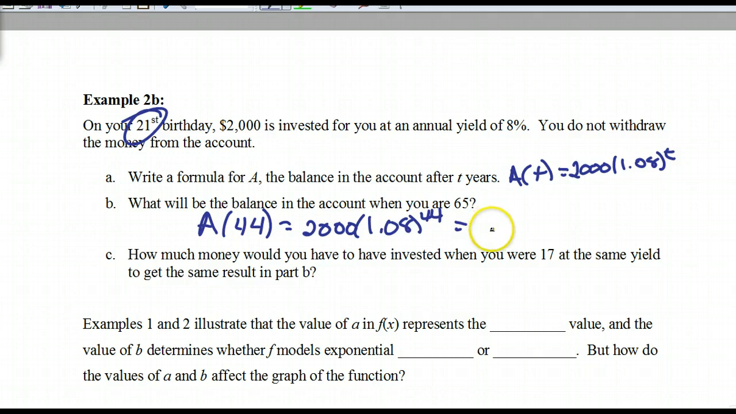what did you guys get? Yep, that's what I got. Okay? Thank you very much. So the decimal's off on this. It should be $59,111.94. Okay, so how much money would you have to invest when you're 17 at the same yield to get the same results in Part B?